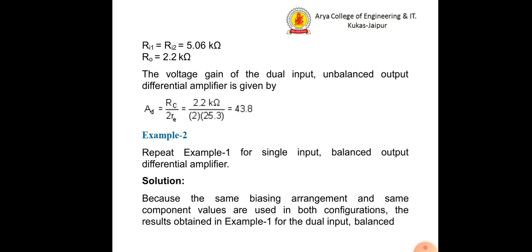Now, finding the values of Ri1 and Ri2, these are 5.06 kilo ohm, and Ro becomes the resistance Rc, which equals 2.2 kilo ohm. The voltage gain equals Rc upon twice Re, which is 2.2 kilo ohm upon 2 into the Re value, that is 25.3, and becomes 43.8. So this is the voltage gain of the amplifier.